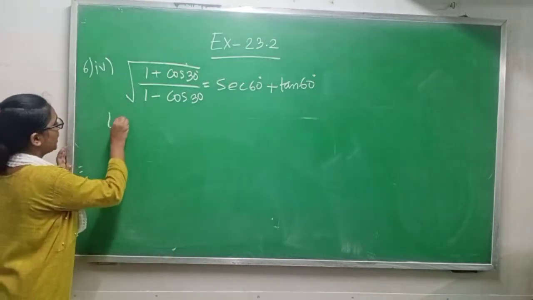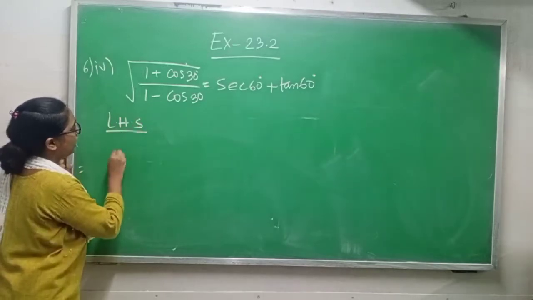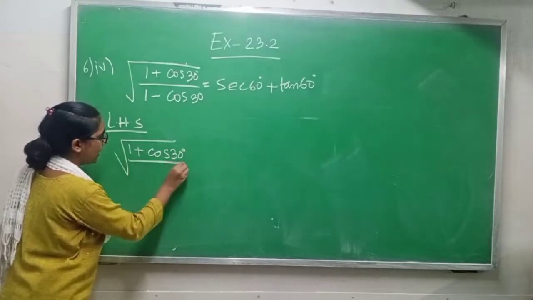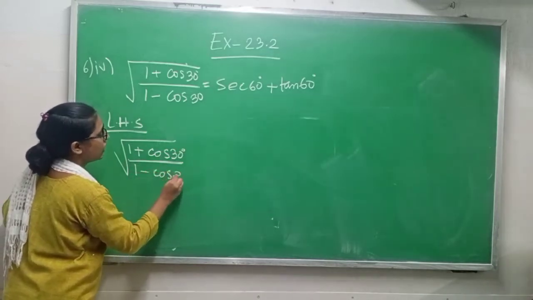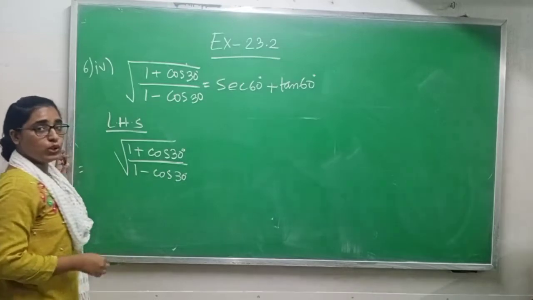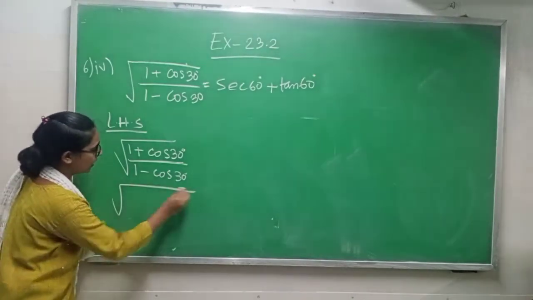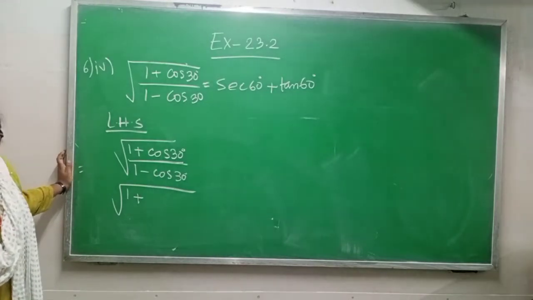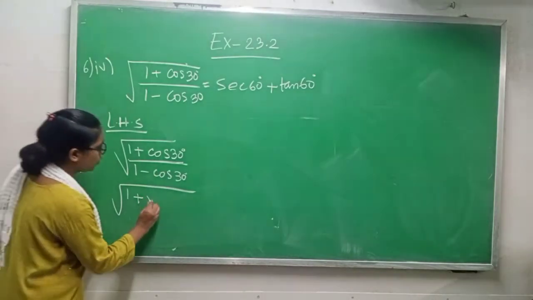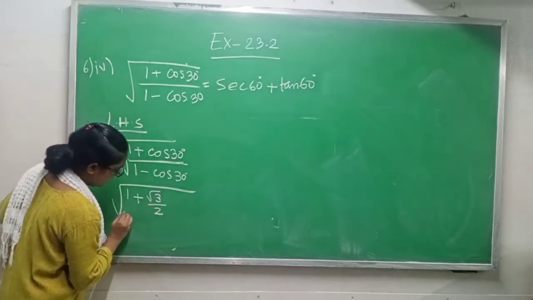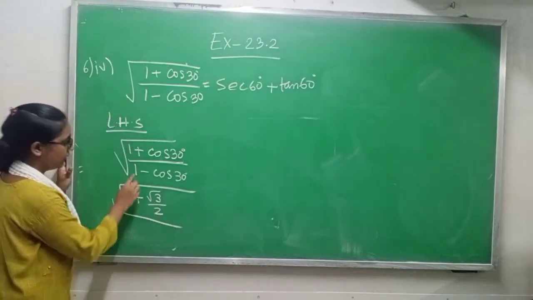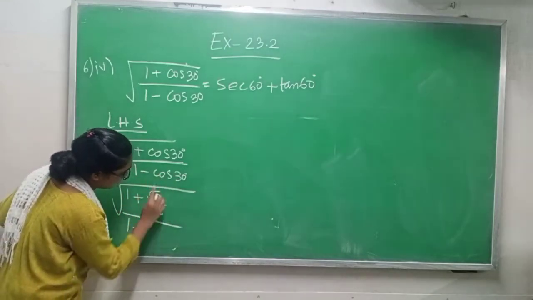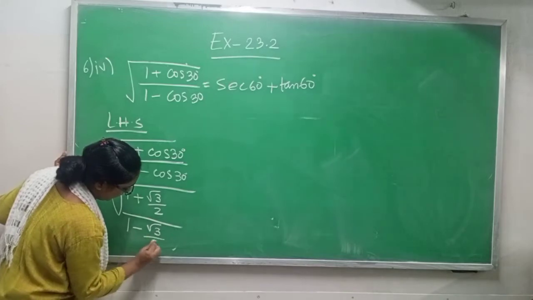First I am taking LHS. In LHS you have 1 plus cos 30 degree by 1 minus cos 30 degree. First of all, you will put the value of cos 30 degree. What is the value of cos 30 degree? Please tell me. The value of cos 30 degree is root 3 by 2. Then the division sign, this sign always greater. Then you have 1 minus cos 30 degree, and again the cos 30 degree value is root 3 by 2.